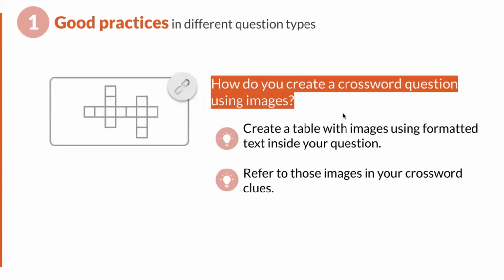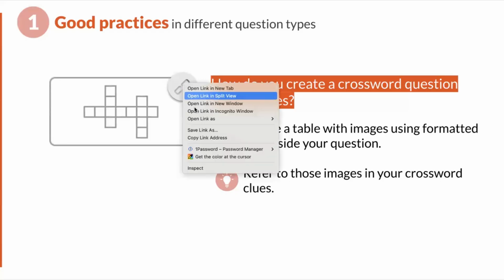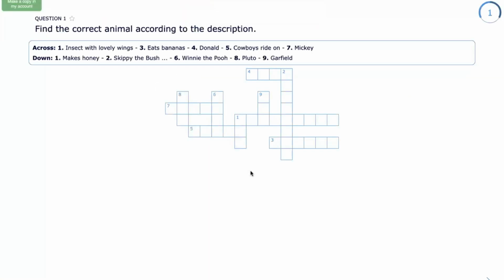You can do a crossword question using images. Create a table with images using formatted text within your widget, and you can then refer to these images in your crossword. So when we look at a crossword, it looks like this: words up top, crossword box in your crossword question type. But if you're thinking, wait a second, my littles are emerging readers, they can't read all those words.